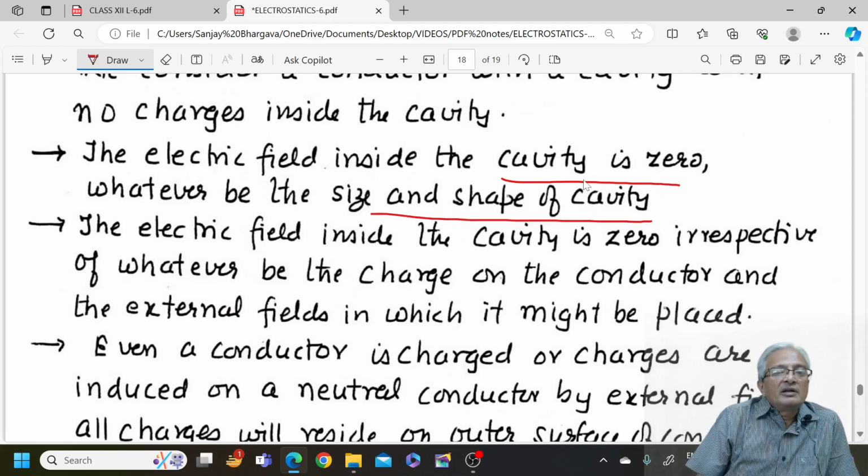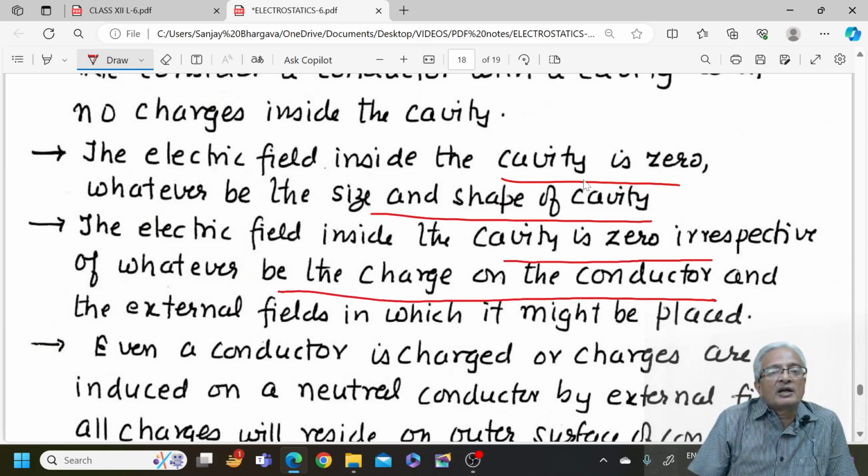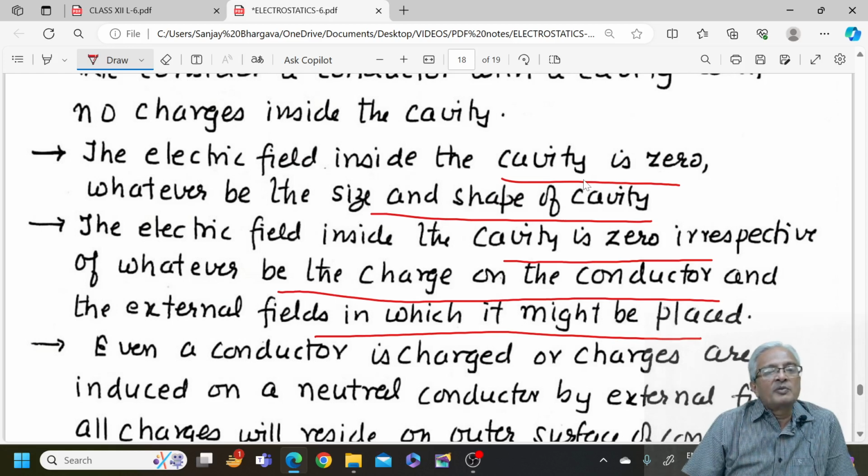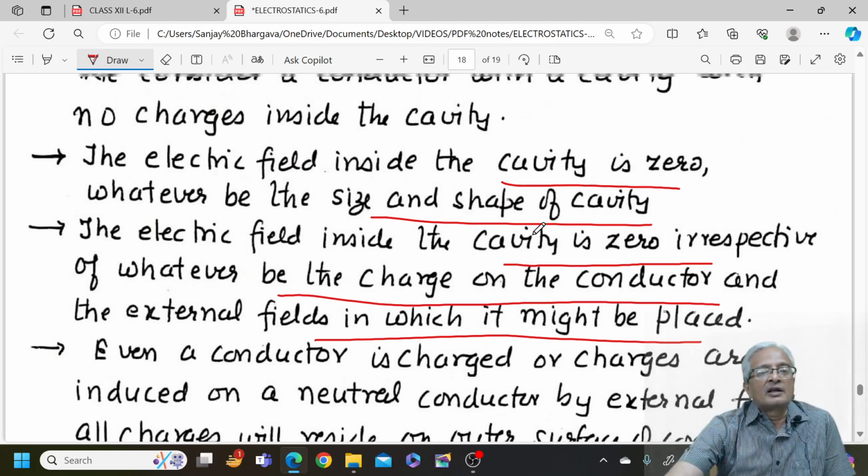The electric field inside the cavity is zero irrespective of whatever be the charge on the conductor and the external fields in which it might be placed. Because the electric field inside the cavity would be decided by the value of the charge inside the cavity. Since it is absent, the electric field would be zero. And this electric field will not depend upon the magnitude of the charge on the surface of the conductor or the value of the electric field in which the conductor is placed.